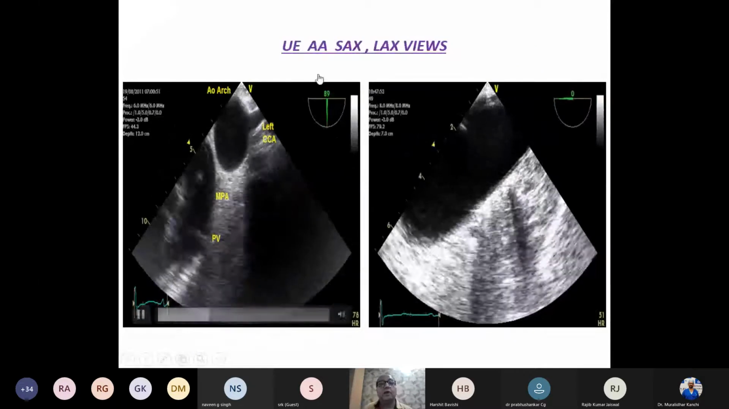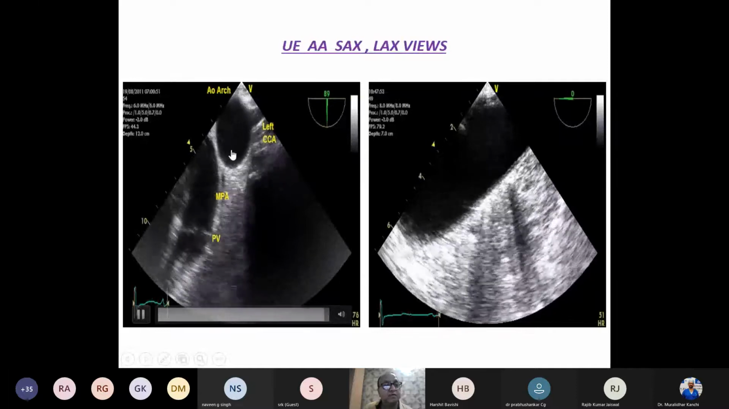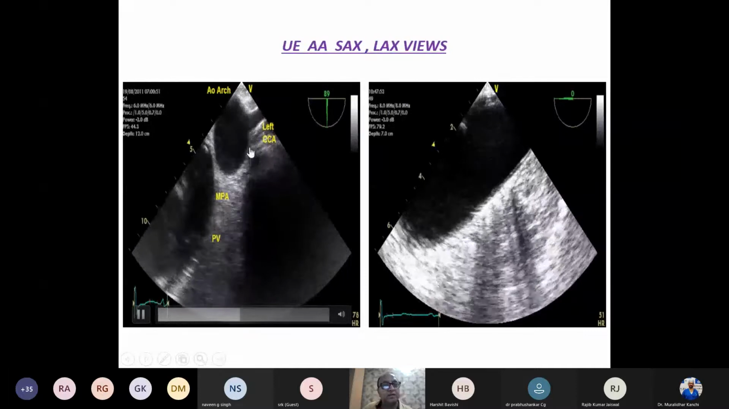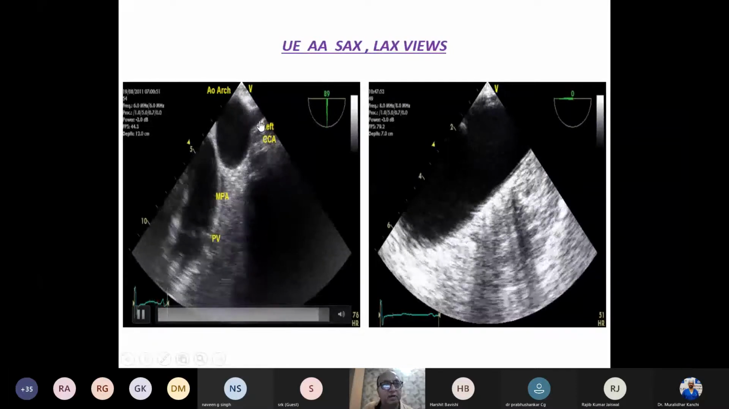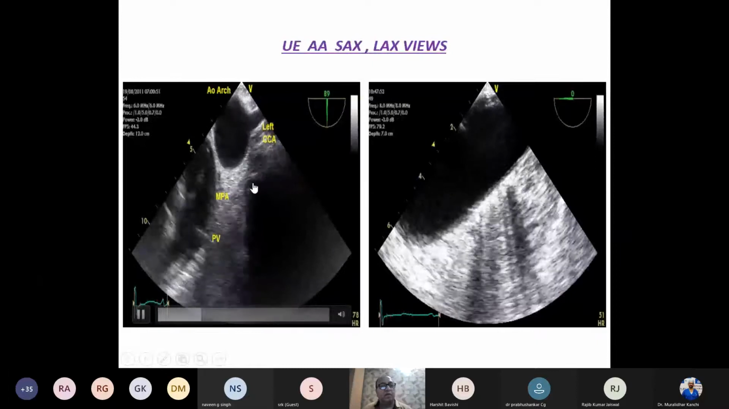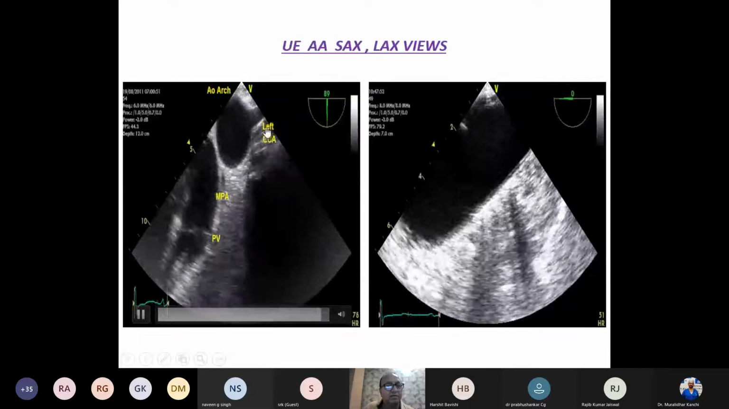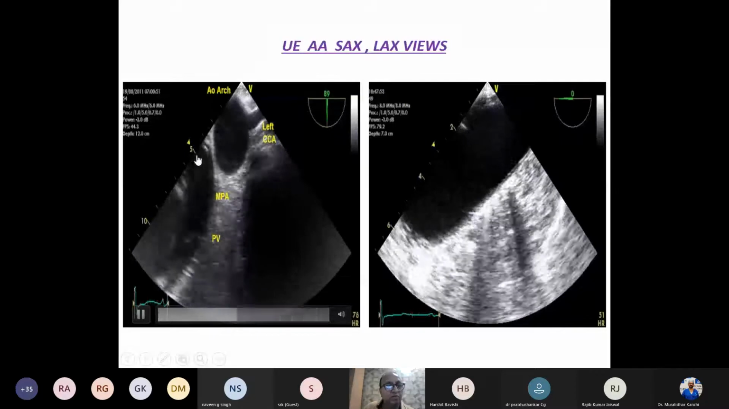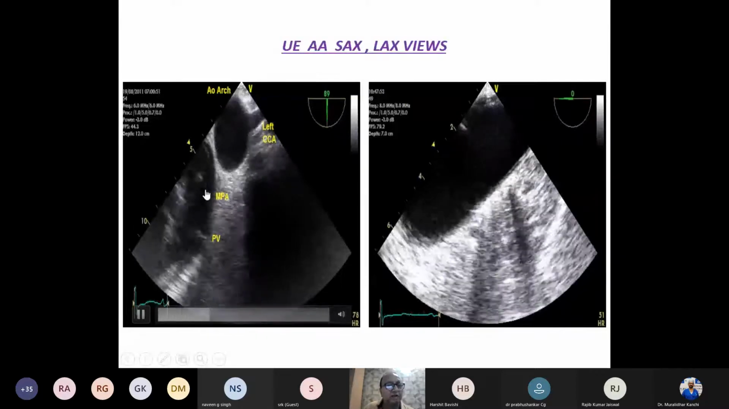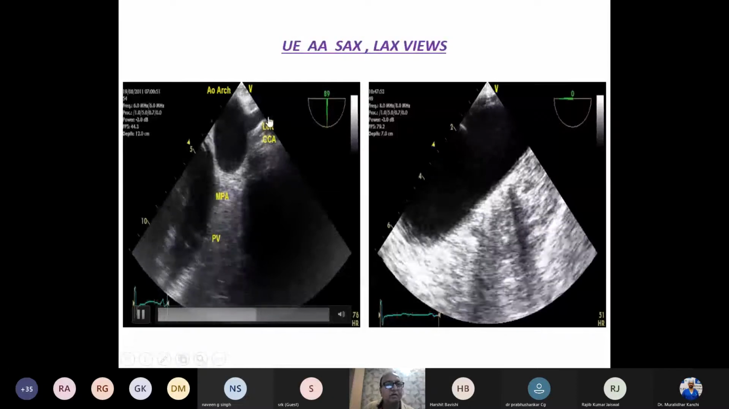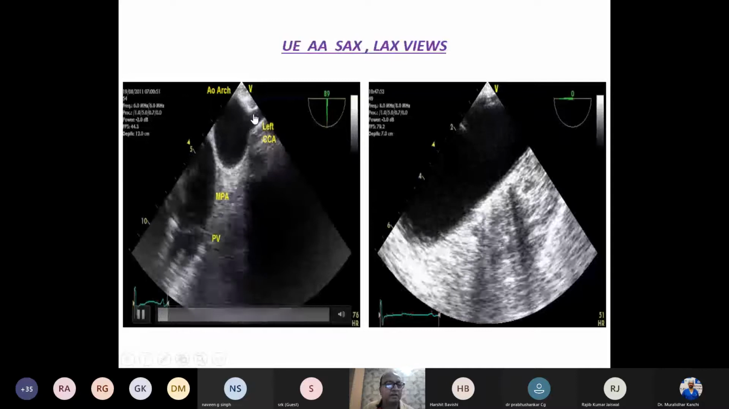Then the upper esophageal aortic arch short axis and long axis view. In the short axis, we can see the aortic arch in the short axis view. And in fact, this is one of the important views to assess the origin of the arch vessels, whether it be the left subclavian artery, left common carotid artery, or the brachiocephalic artery. Now, one important point we need to remember is in this upper esophageal aortic arch short axis view, if we are able to visualize the pulmonary artery on the left-hand side of the aortic arch, the branch which comes out from the aortic arch is usually the left common carotid artery.